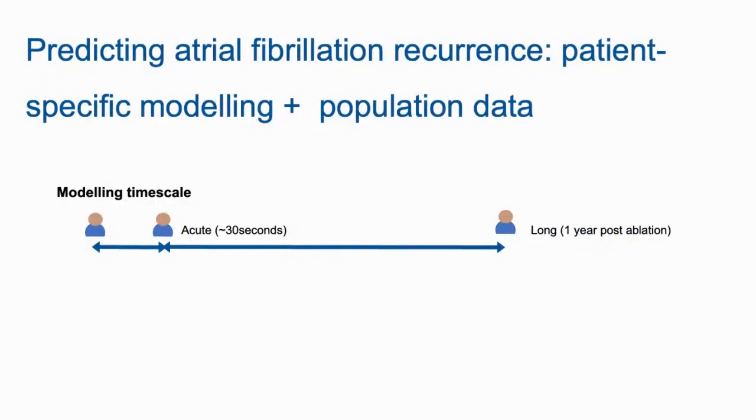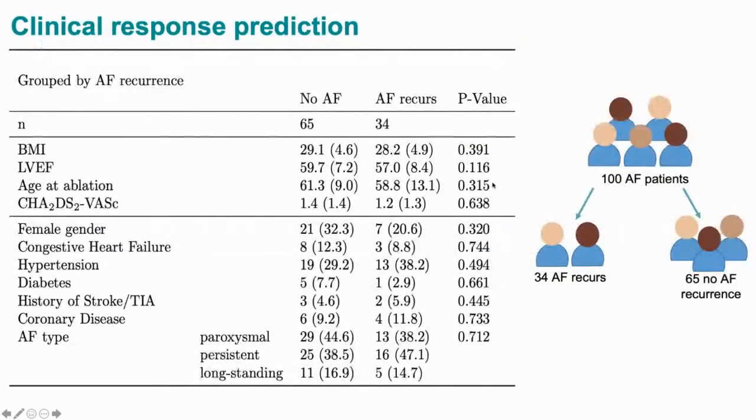So here, as I said, we want to go from the short-term response, so in 30 seconds after the procedure, to the longer term, so say a year after the ablation. And this is difficult as the patient can change a lot during that time, and we're not even necessarily certain that we're getting the acute response right. So trying to use the models to predict the longer term outcome is challenging.